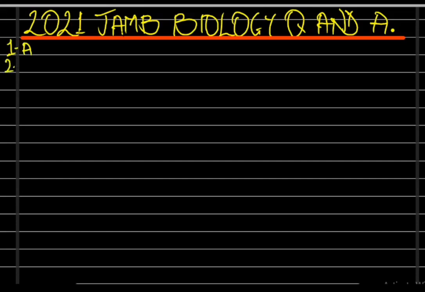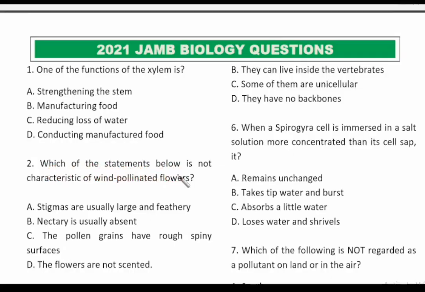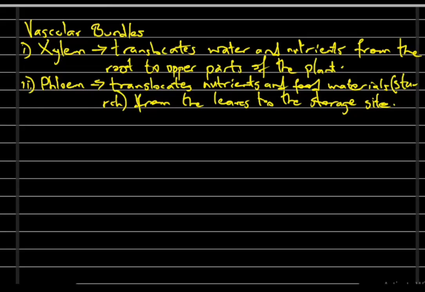And then we move to question 2. Which of the statements below is not characteristic of wind-pollinated flowers? There are different types of pollination, and when we talk about wind pollination, we're talking about pollination that is carried out by wind. Wind is the agent of pollination in such scenario.